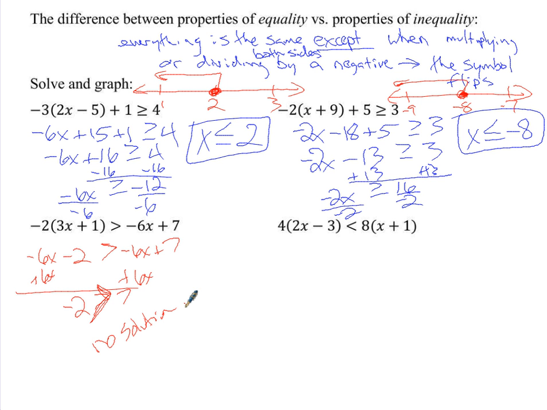And if there's no solution, then the number line would not have any shading on it at all. It's just going to be a number line. You don't even have to draw it. It's just no solution. Second one, what do we do?